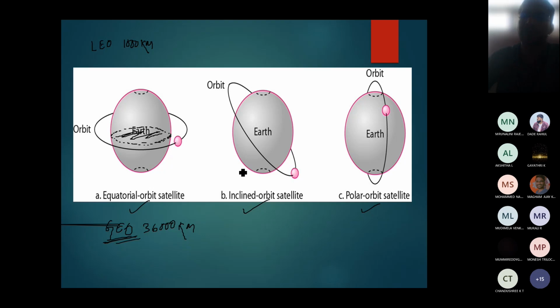Now, similarly, we have another orbit that is called the inclined orbit. It is not that all satellites are rotating on the equatorial plane. Some satellites are rotating in an inclined plane. Then you might have a question about why there is an equatorial orbit. It depends upon the location of the country. Suppose you assume that India is somewhere here, and North America is somewhere here.